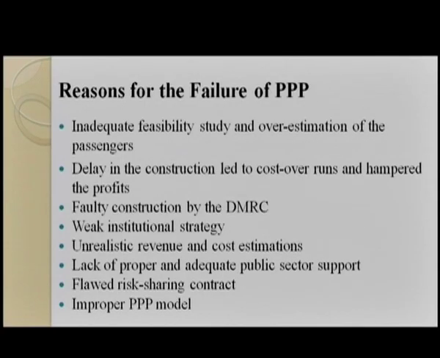Reasons for the failure of the public private partnership in this case: inadequate feasibility study and overestimation of the passengers. Delay in construction led to cost overruns and hampered the profits. Faulty construction by DMRC, weak institutional strategy, unrealistic revenue and cost estimations, lack of proper and adequate public support, flawed risk sharing contract and improper public private partnership model.